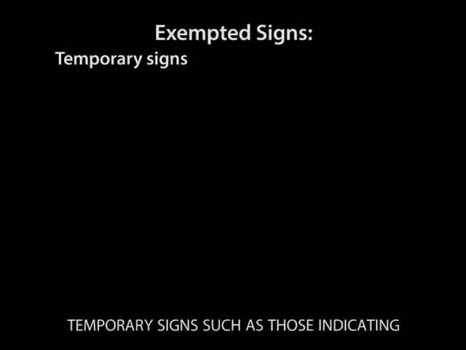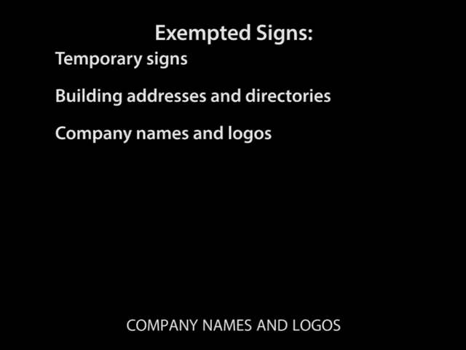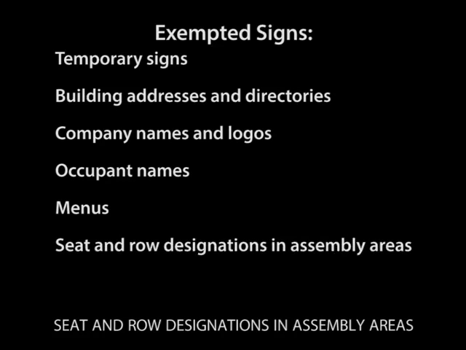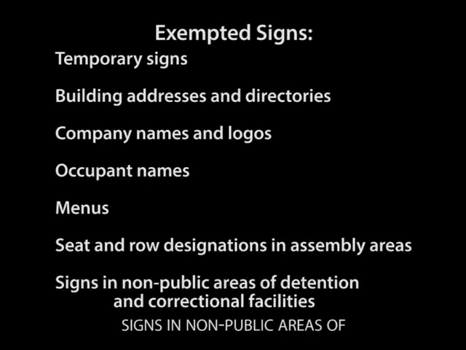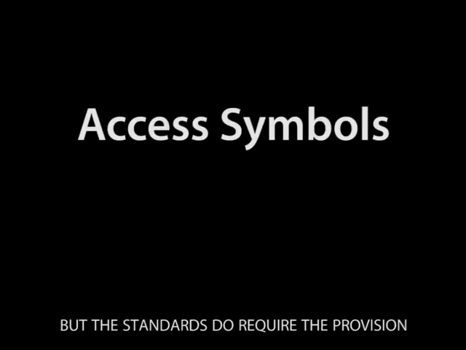These include temporary signs, such as those indicating an element is currently out of service, building addresses and directories, company names and logos, occupant names, menus, seat and row designations in assembly areas, and signs in non-public areas of detention and correctional facilities.